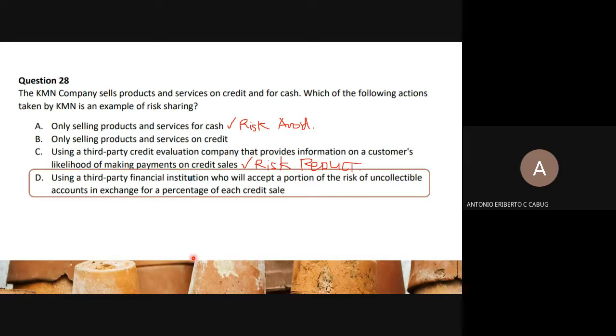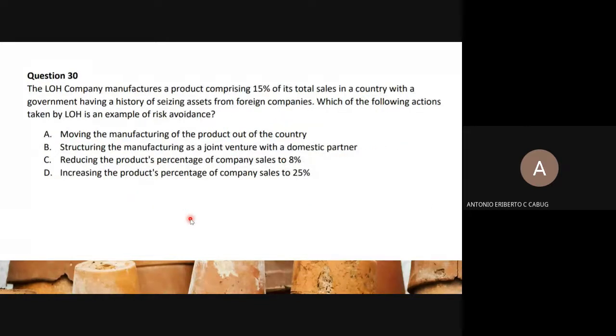Correct answer is letter D. Using a third-party financial institution who will accept a portion of the risk of uncollectible accounts in exchange for a percentage of a credit sale. So letter D is an example of risk sharing. Kahawig niya yung insurance, no? Very good. The answer is letter D. Kamukha niya yung insurance, di ba? Somewhat like an insurance. Okay? How about this one?